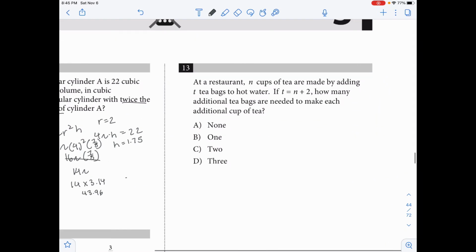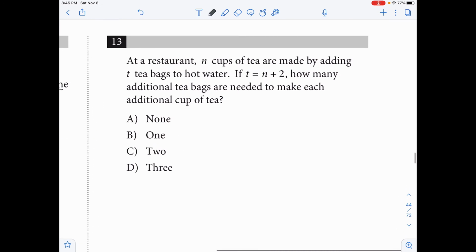Alright, for number 13, we're given this equation, and N is cups of tea, and T is tea bags, and we want to know how many additional tea bags are needed to make each additional cup of tea. So I'm just going to plug in a value. I'm going to say T equals 2. So in this case, N will just be 0.